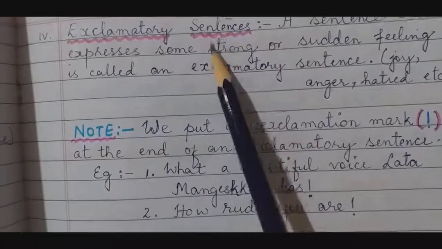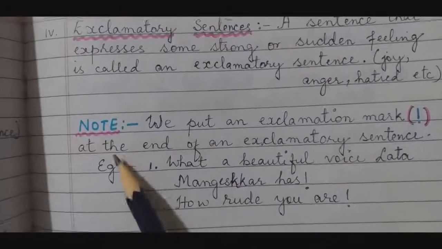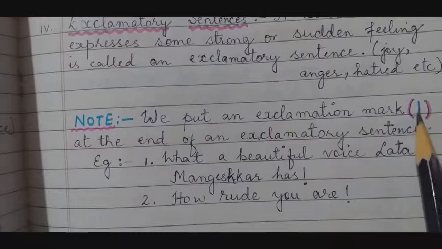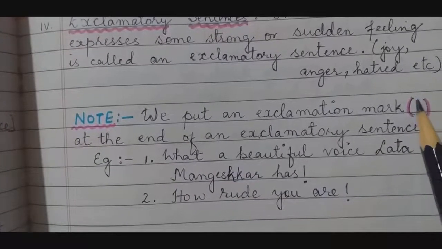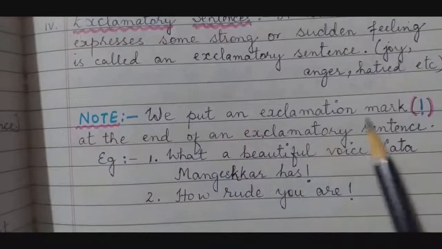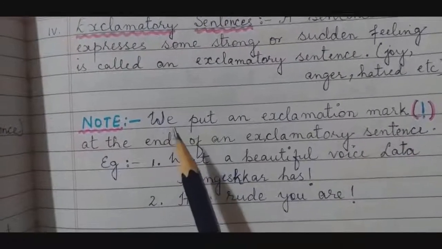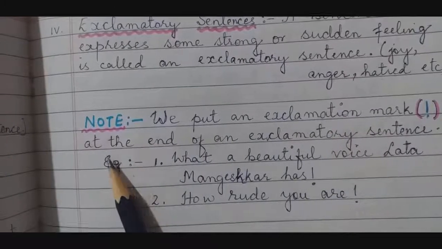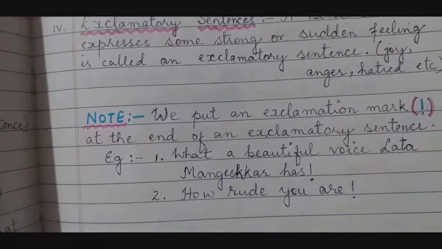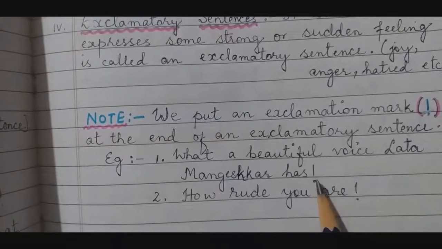Fine everybody? Okay, so now this exclamatory sentence has something to be noted. And what it is? Note, we put an exclamation mark. Okay, this is an exclamation mark. That means it is a line and then a dot. Fine? We put an exclamation mark at the end of an exclamatory sentence. Okay, so when there is an exclamatory sentence, it must end with an exclamation mark. Fine? That means an exclamatory sentence always ends in an exclamation mark.